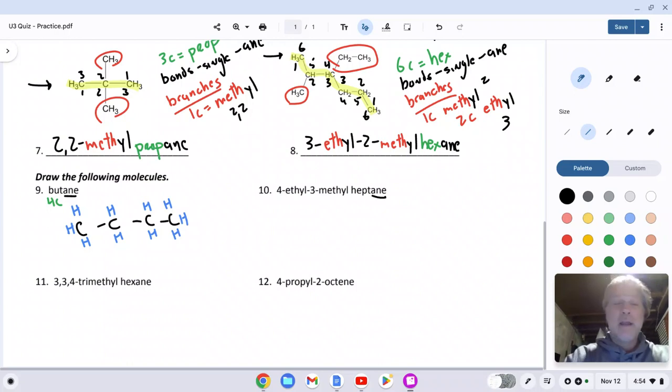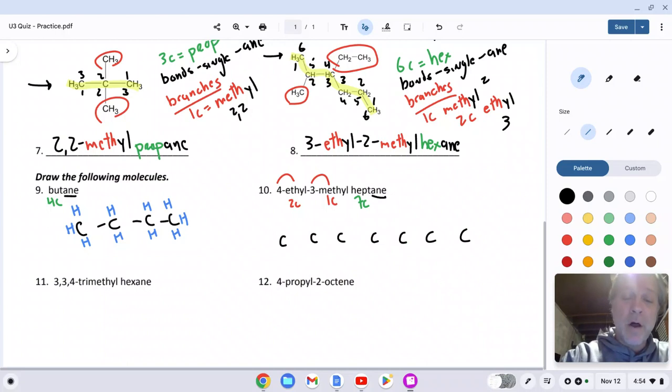And that's number 9. Number 10, a little bit more complicated, but hopefully easier as we go through it. The ending is ANE, so it's all single bonds. There is a hept, so it's 7 carbons long. There is a methyl branch that's 1 carbon long, and it's on the 3rd carbon. And then there is an ethyl branch that's 2 carbons long, and that's on the 4th carbon. So when I go to draw my chain, it's going to be 1, 2, 3, 4, 5, 6, 7. And I'm going to make all single bonds.